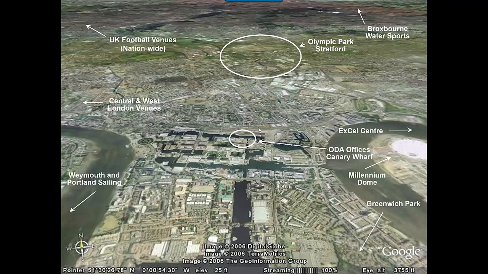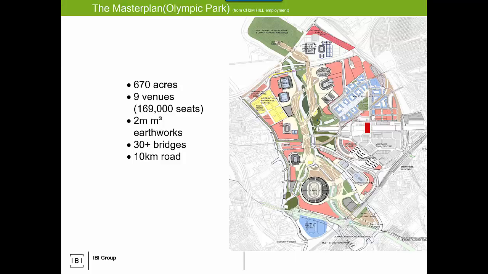Nine main venues, 670 acres. Earthworks, bridges, and road. My role was not to help in the design of Olympic Stadium or the Aquatic Center. It was in the interaction of the information. So teams would go off and design their venues with their subs or whomever. All of their venues had to interact.